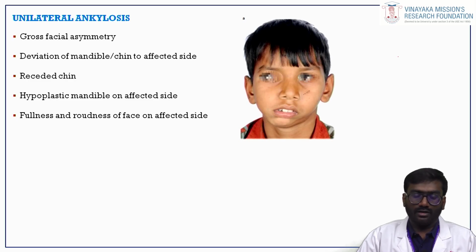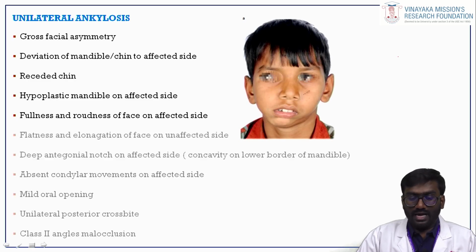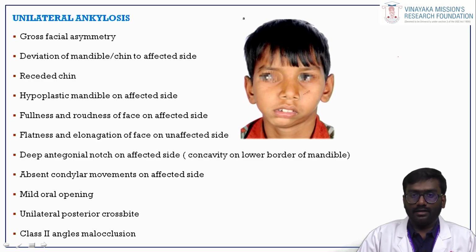So for example, in this particular picture, the patient is having ankylosis on the right side, whereas on the left side you have normal growth, the mandible tends to grow normally, as a result of which the chin is pushed towards the right side, that is the ankylosed side. And you have a receded chin, that means that on the affected side the mandible is not growing, you have a retrognathic or hypoplastic mandible and a receded chin. On the affected side the face appears full and rounded, whereas on the unaffected side the face appears flat and elongated because of normal growth. And you have a deep antigonial notch on the affected side.